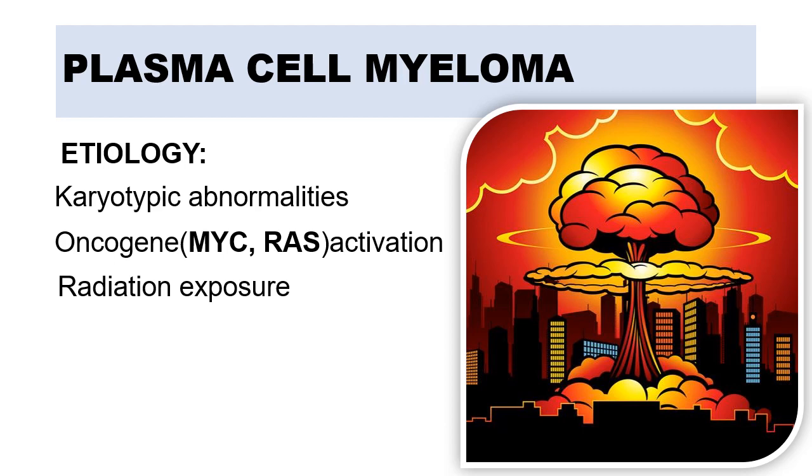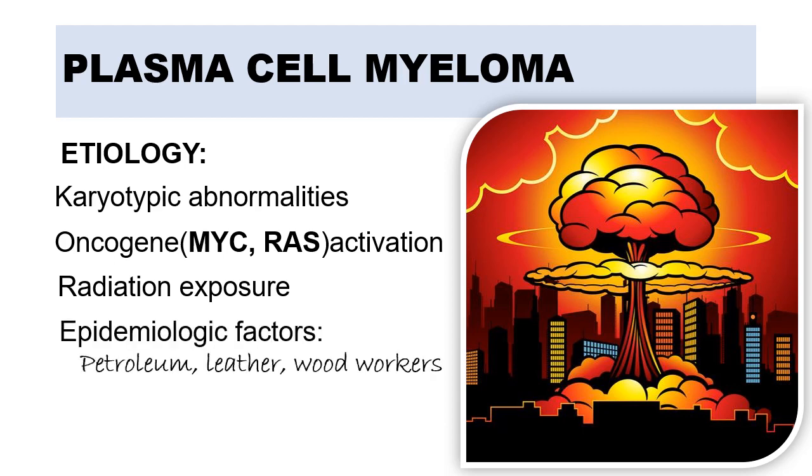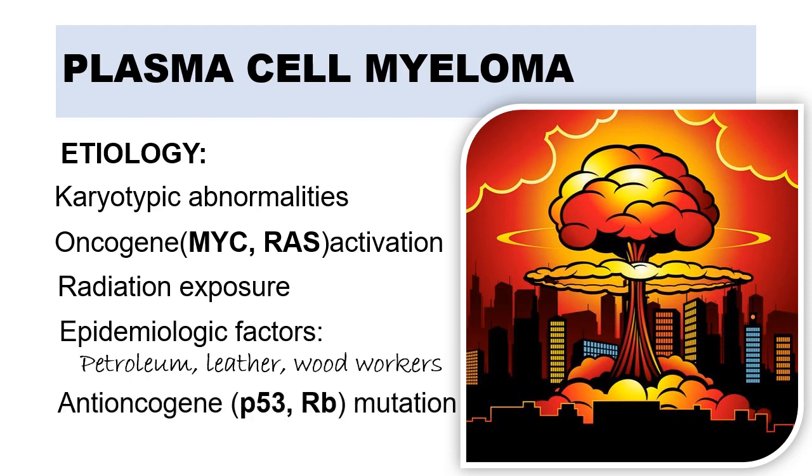Radiation exposure is one of the etiological factors in plasma cell myeloma. It was seen that the incidence of myeloma is high in survivors of the atomic bomb explosion of World War II. Similarly, it is also seen in a higher incidence in people exposed to petroleum products, leather, and also amongst woodworkers. Mutation of anti-oncogenes, which includes the p53 and the retinoblastoma oncogene, is another cause for development of plasma cell myeloma.